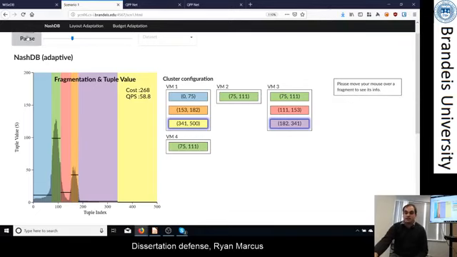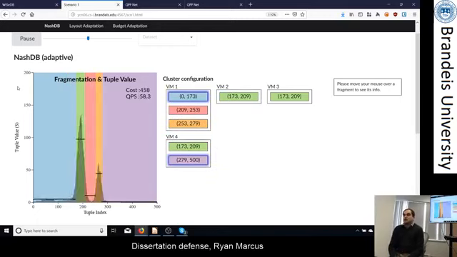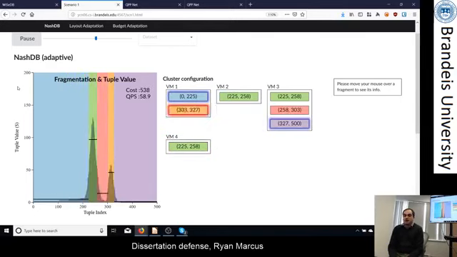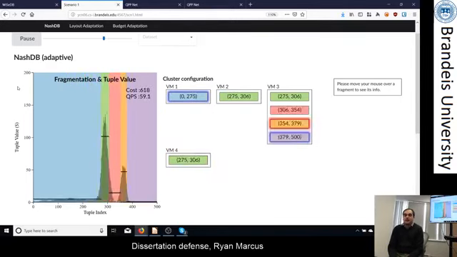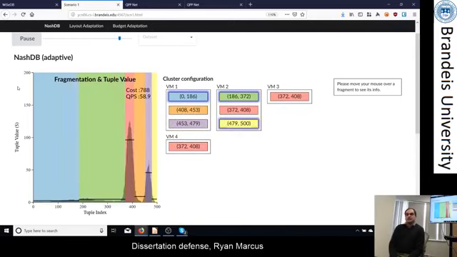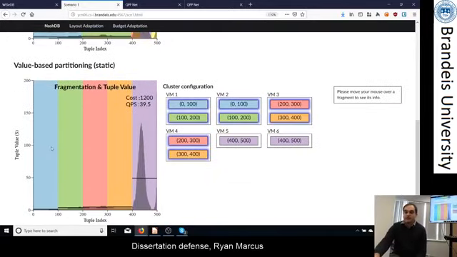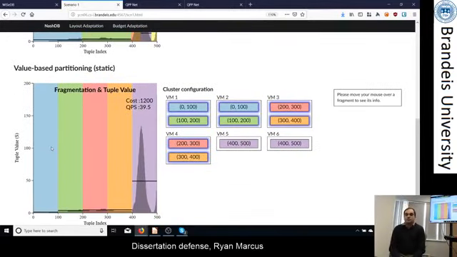We can run this on a live system, and we can see how NashDB continually adapts and changes both the size of the cluster and the number of replicas as the database workload changes. So that's a neat example because it has a lot of moving parts. We can also compare the fragmentation scheme that NashDB uses with a more traditional, naive, value-based approach.